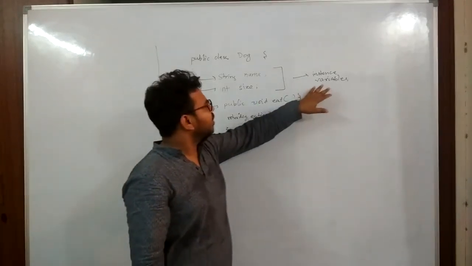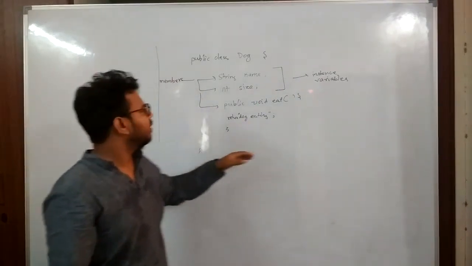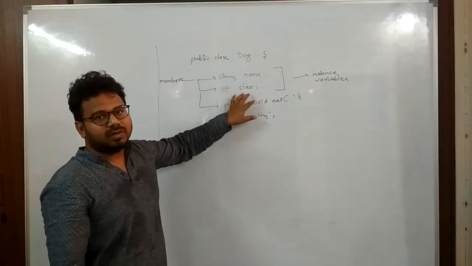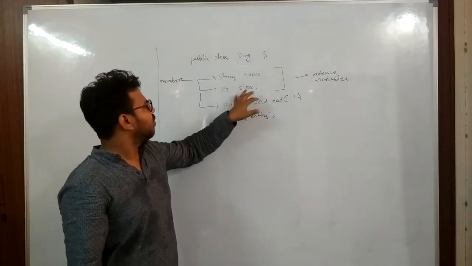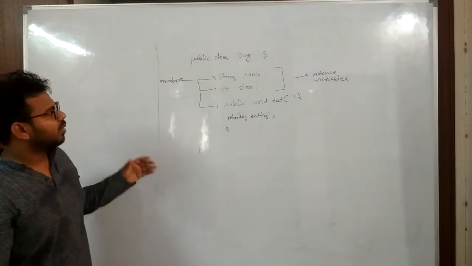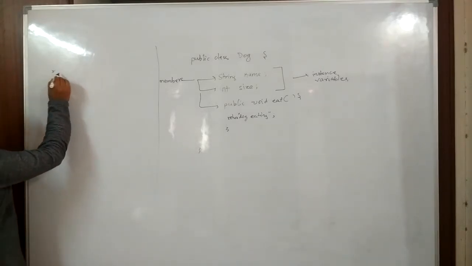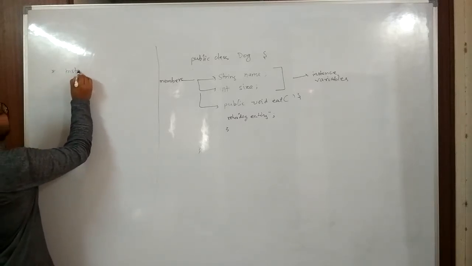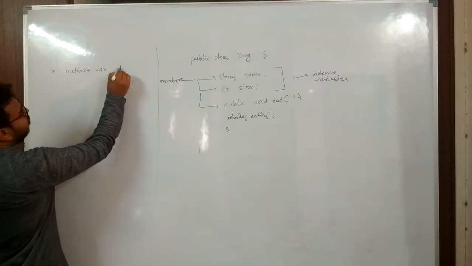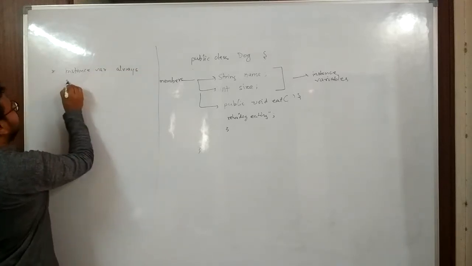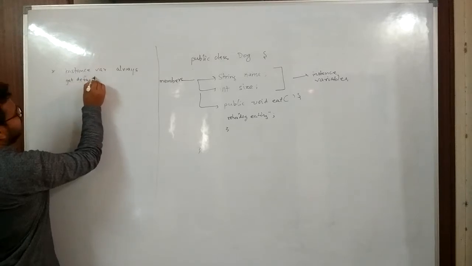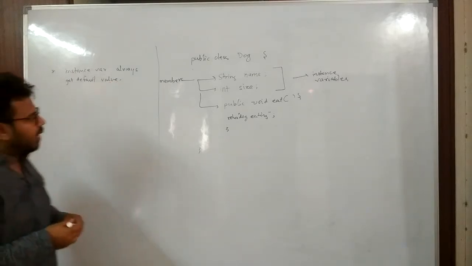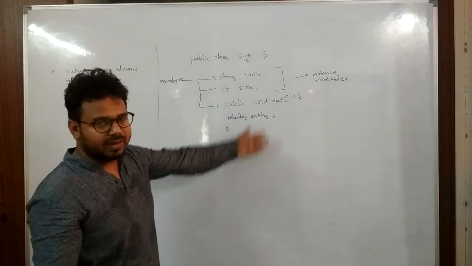Let me tell you, instance variables always get the default value. For name, since it is a String, it is going to be null, and for size, which is an int, it is going to be 0. So the point to remember here is that instance variables always get default values. I think you are clear with the concept of instance variables.